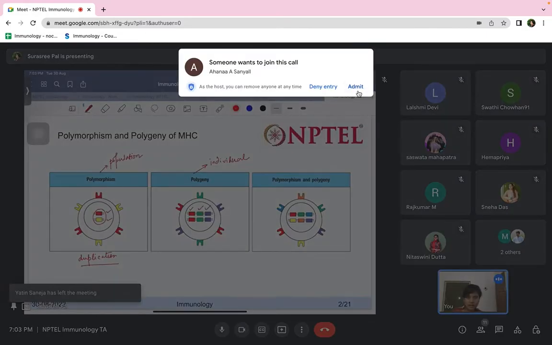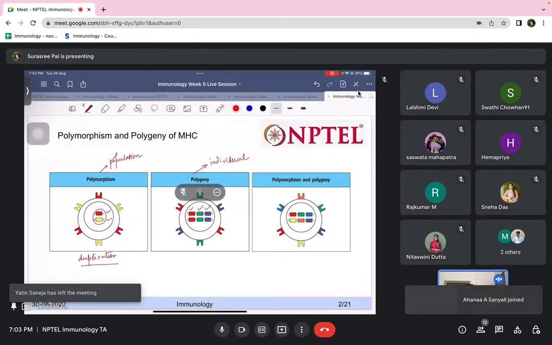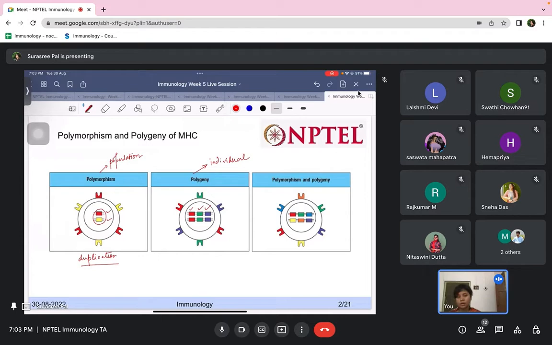So now you can understand that in this particular individual there will be two alleles, right? And also there will be multiple genes. When these events take place together, polymorphism and polygeny, you can see the picture carefully. You can see here that there are many genes. Not only that, these two alleles are very different. So polymorphism and polygeny both equally contribute to the diversity of MHC molecules.